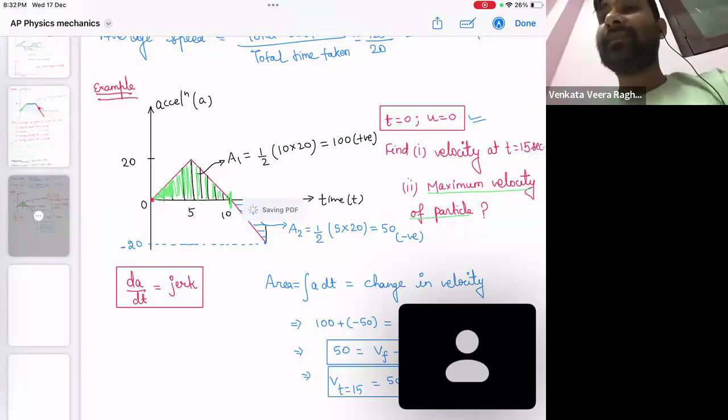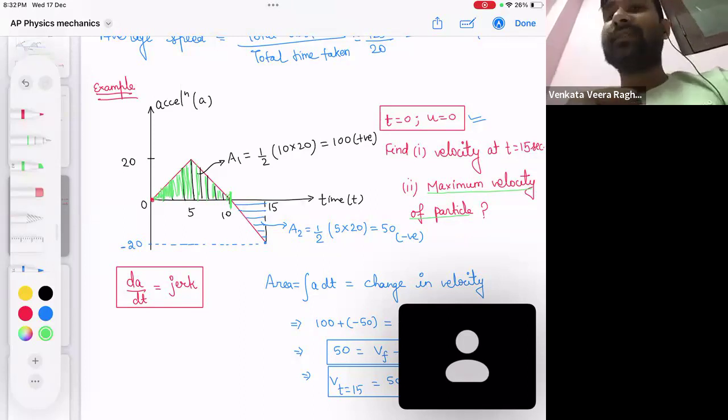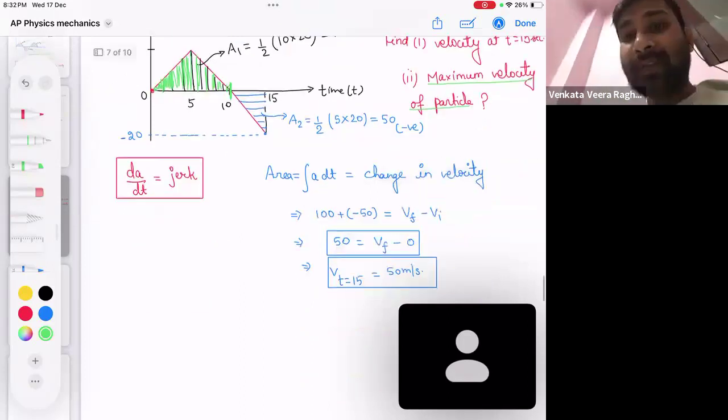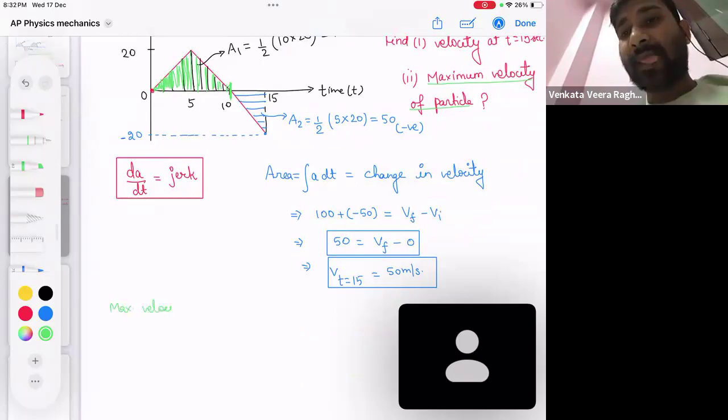But 10 second onward, what happened? Did the area become negative? It means after 10 second onward, something will start getting subtracted from this area part. So that's why maximum velocity will occur at t equal to 10 second. Now it is fine. My interval becomes 0 to 10 second.